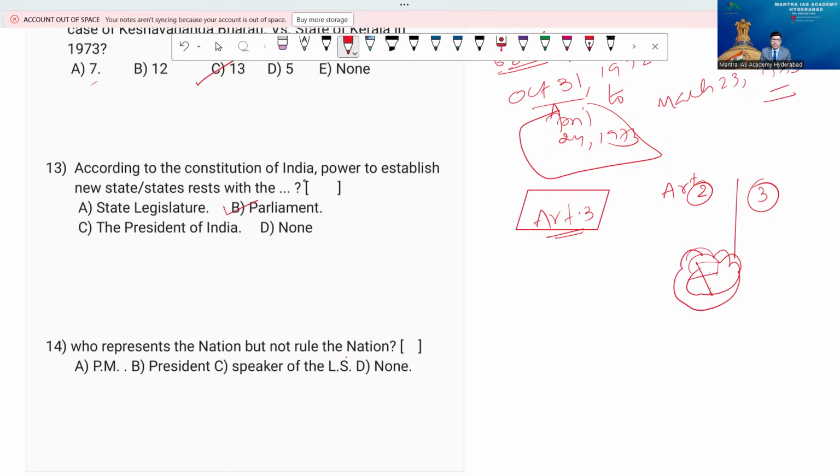Article 3 provides for the names of states, altering the borders of a state, or creating a new state, and this is the power given to the Parliament of India. Only Parliament can do that. The state legislature's role is minor.